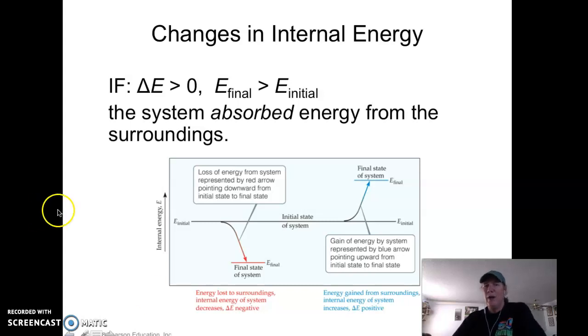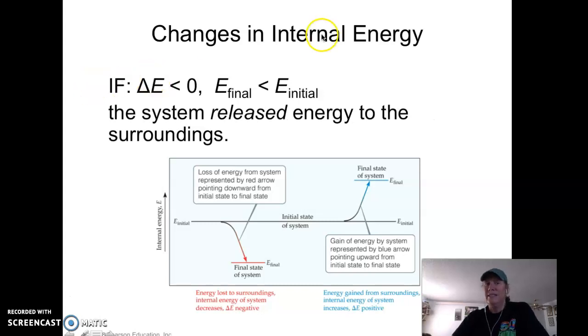Okay, so what happens in the internal energy? Okay, if you have a system, this is the energy, okay, and it's a positive number. That means what you started with, you end up with more energy than you started with, okay, initial versus final. So when the delta E, the change in energy, is positive, what they call that is an endothermic reaction. The system absorbed energy from the surroundings, okay? So if your delta E, your change in energy, is positive, what they call it is an endothermic reaction.